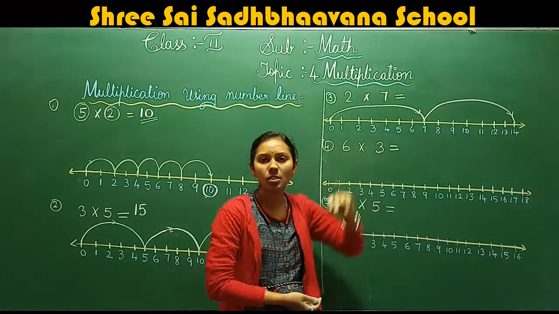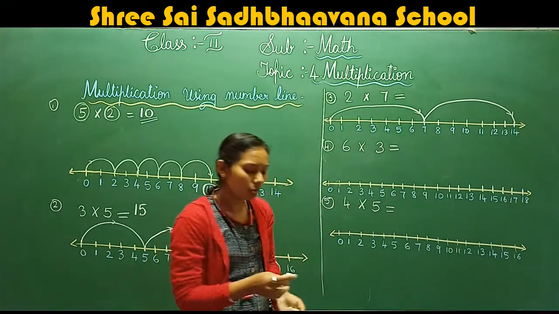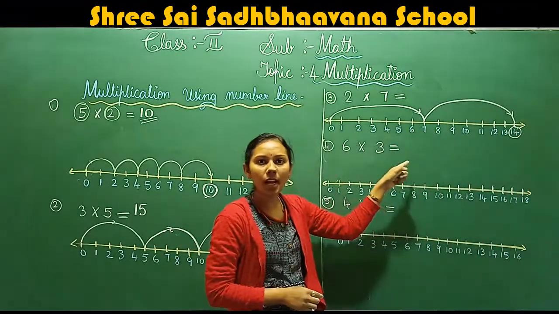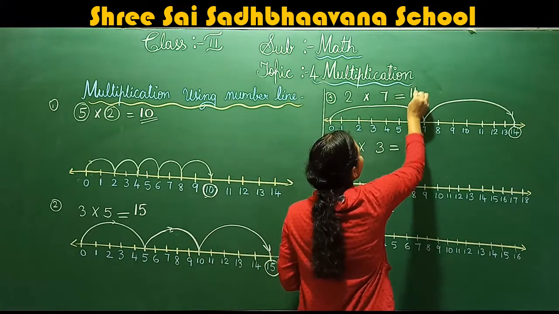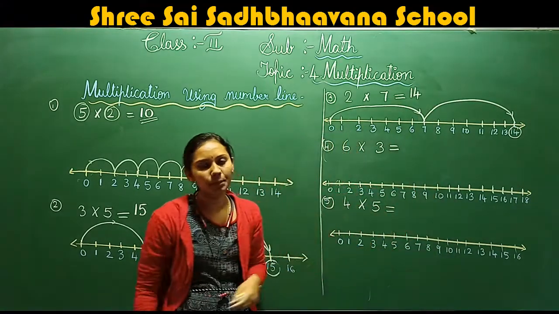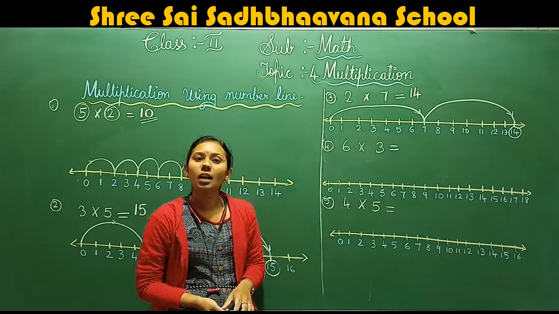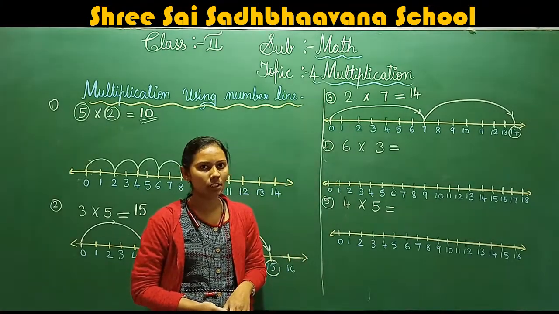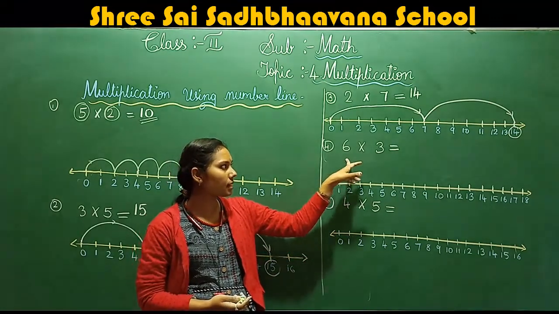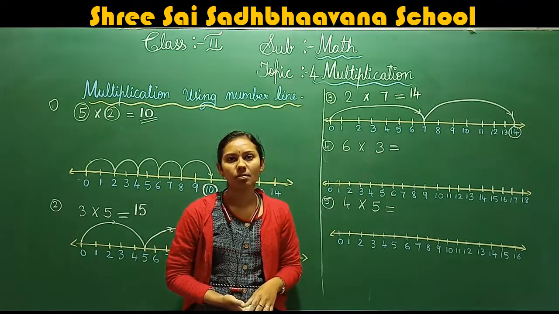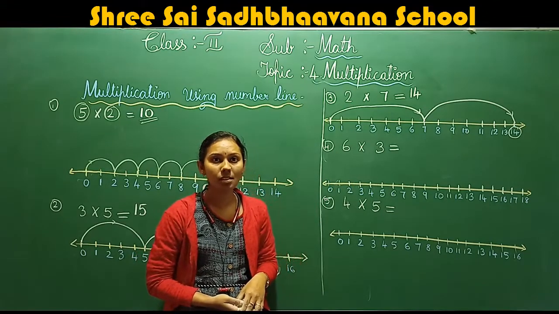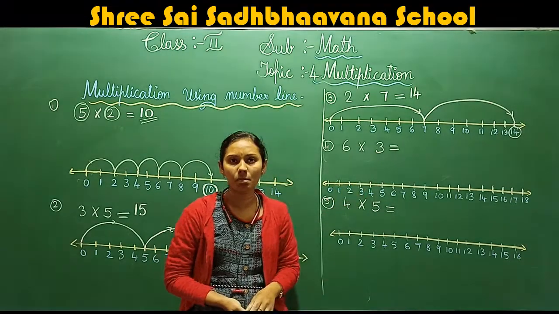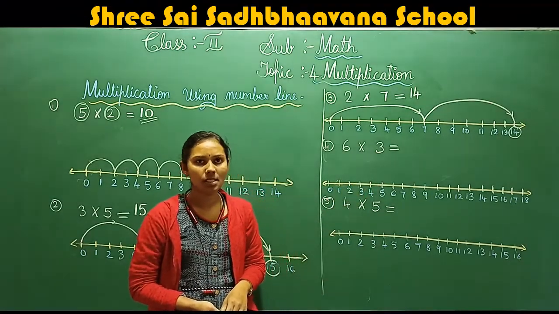So at last, what is the answer we got here? 14. 14, right? So 2 sevens are 14. Understood, children? Yes. Let us go for the next. One more sum we'll do here. So the question is 6, 3. What they're saying? 6 times you're going to jump. That is 3 numbers. Let us see how to do now.